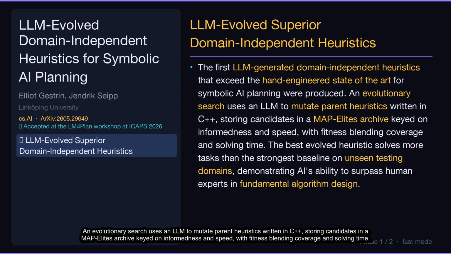An evolutionary search uses an LLM to mutate parent heuristics written in C++, storing candidates in a map-elites archive keyed on informedness and speed, with fitness blending coverage and solving time. The best evolved heuristic solves more tasks than the strongest baseline on unseen testing domains, demonstrating AI's ability to surpass human experts in fundamental algorithm design.